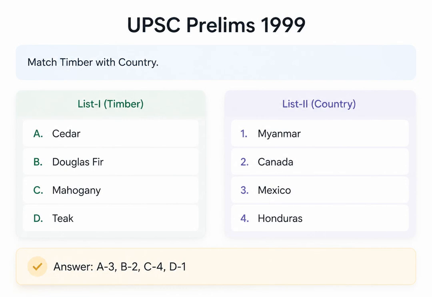Another 1999 question asked to match timber types with countries. Cedar is an evergreen highland conifer found in places like Mexico. Douglas fir is a classic evergreen conifer typical of Canada. Mahogany is a tropical evergreen hardwood famous in Honduras. And teak is a tropical deciduous hardwood heavily associated with monsoon regions like Myanmar. Thus, the correct matching code is A3, B2, C4, D1.